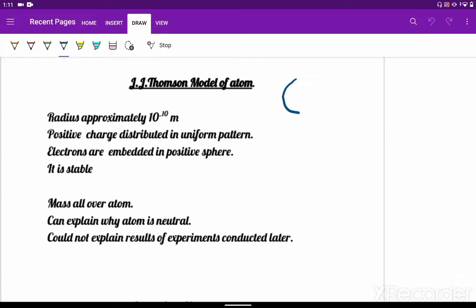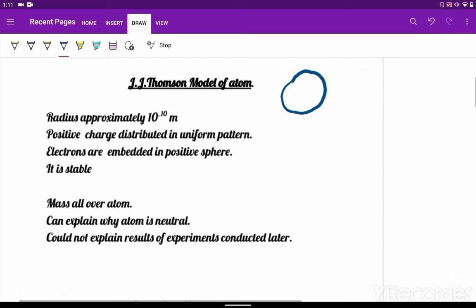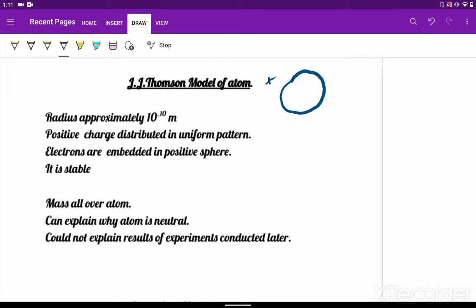It is spherical, and he said that all over the sphere there is even distribution of positive charge. Totally in this there is positive charge throughout. It is a fully positively charged sphere. In this he said that electrons are embedded. These dashes I am drawing here, these are the electrons.